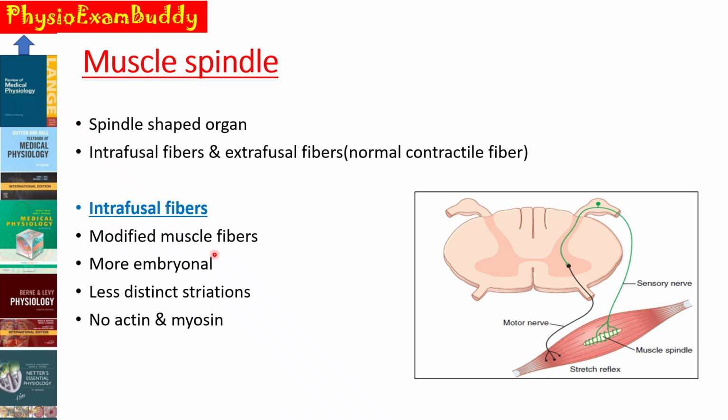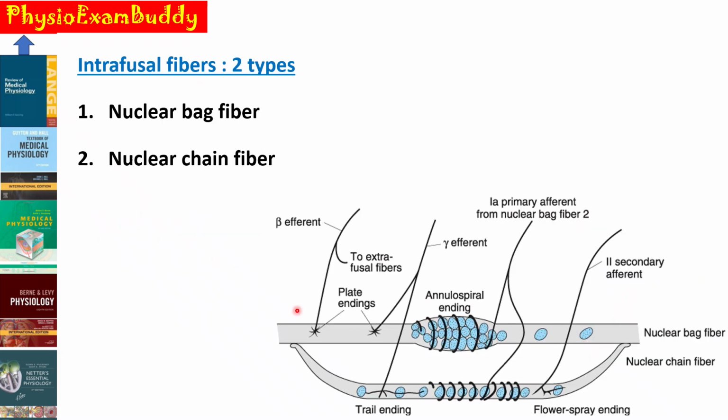So, muscle spindle is basically the intrafusal fibers, which are modified muscle fibers, more embryonal in nature, having very less distinct striations, and there is no actin as well as myosin component, because the contractile elements are mainly present in the extrafusal fibers, but our muscle spindle mainly includes these intrafusal fibers. And again, the intrafusal fibers are of two types. The first one is known as the nuclear bag fiber. As you can see here, there is a bag-like structure which is present in this muscle fiber. And the second type is known as the nuclear chain fiber.